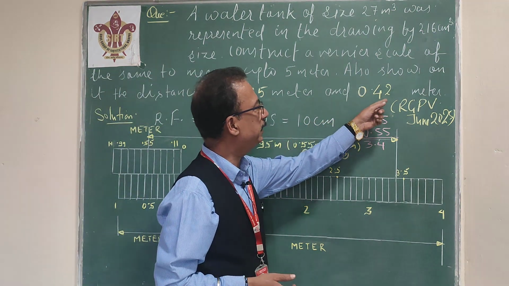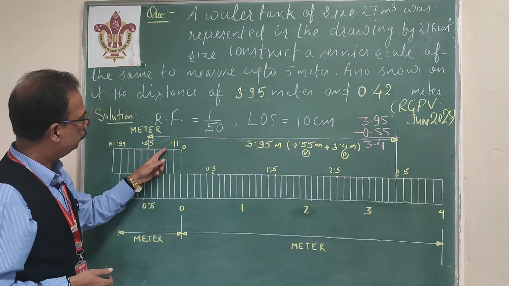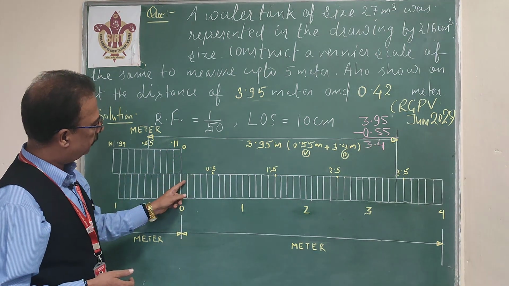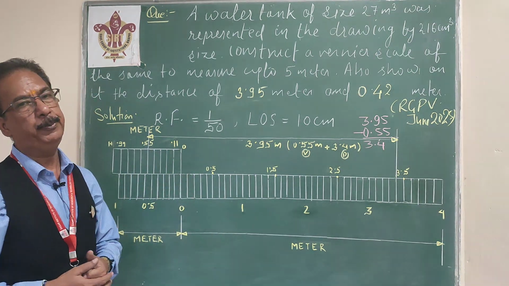In the same way you can also measure 0.42. This point will be 0.22, plus 2 parts from this. So that will be 0.42.